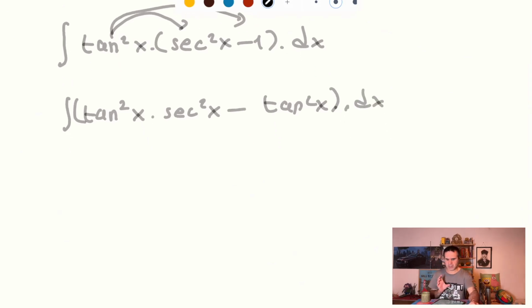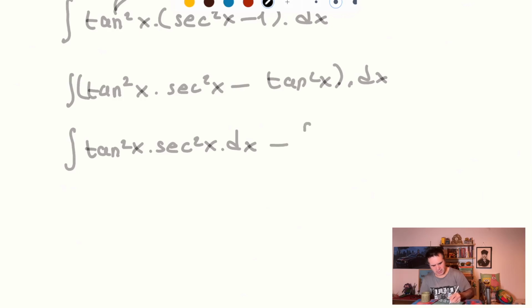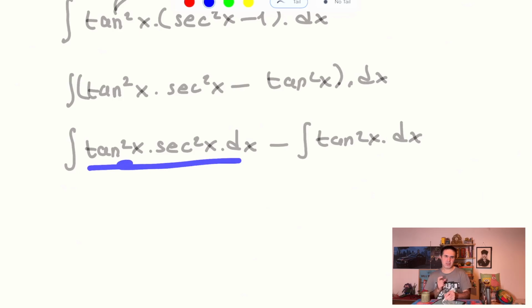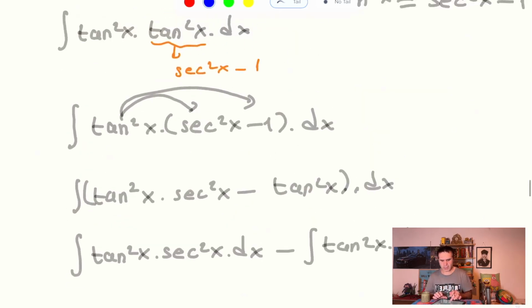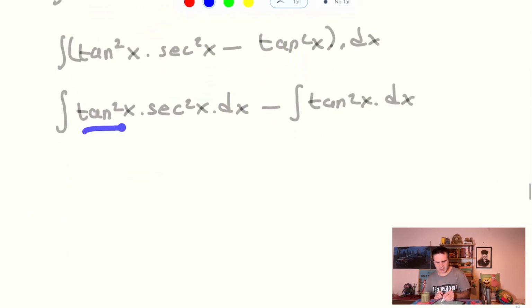Here I will split the integral into two different parts. The first integral is tangent square of x times secant square of x dx, minus the second part, which will be minus tangent square of x dx. This part is easy because I showed it before in this video. I will say that tangent x is u and secant square of x dx will become du.